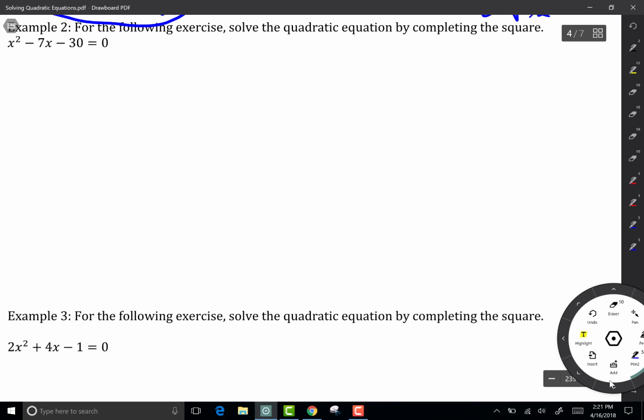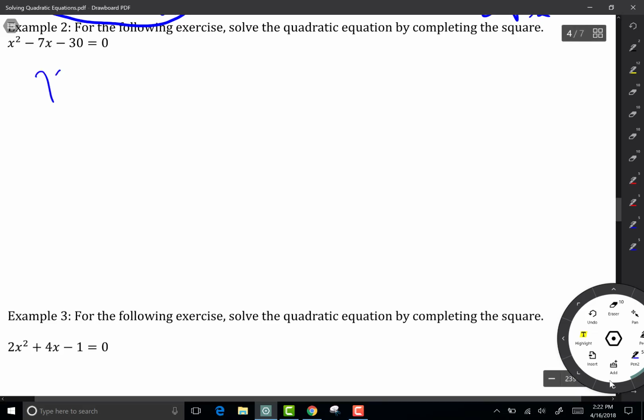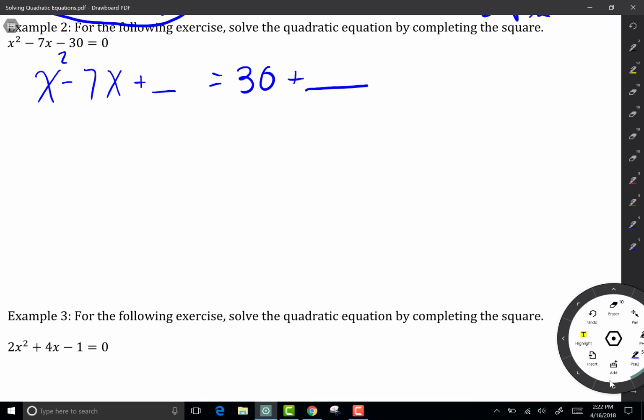In this example, we don't have a coefficient other than 1 in front of my x squared, so I don't have to worry about dividing the entire equation by some number. So I can go directly and start by adding 30 to both sides, and I'm going to leave a plus blank here and a plus blank here because I know I'm going to fill something in there so that I can complete the square.